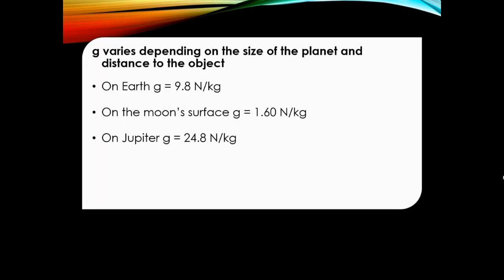Jupiter, on the other hand, has a lot more mass than the Earth. The amount of gravity pulling on 1 kilogram of mass on Jupiter would be 24.5 newtons. Then there's the sun. If you could stand on the surface of the sun, every kilogram of your mass would have 274 newtons pulling down on it.